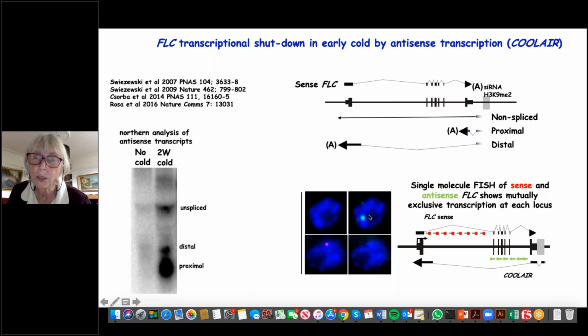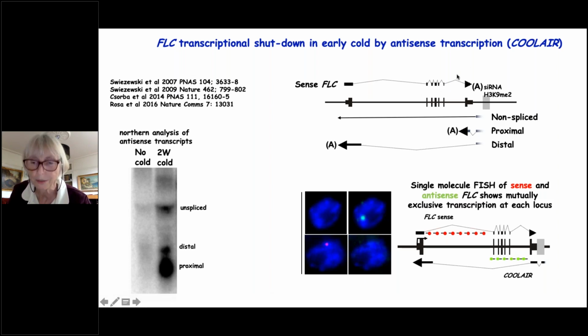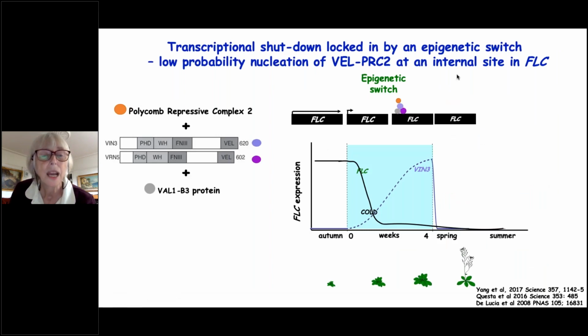And so if the plants are upregulating the level of antisense, that was a mechanism to help shut down sense transcription. So that's the first step in the, no, I can't move my slide on. Oh, there we go. That was the first step in the process.